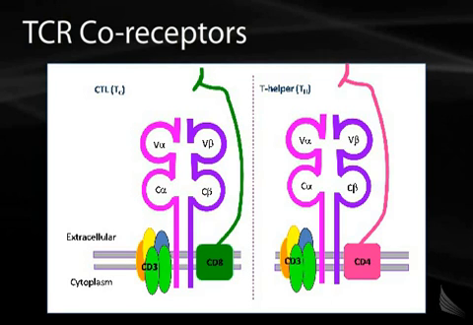On the right we have the T helper cell. Again, we have that TCR, the alpha and beta, that give the peptide specificity. We have the CD4 this time instead of the CD8, which is looking for that MHC class 2. And then again the CD3 group as well, which is involved again in downstream signaling and activation of the T cell.